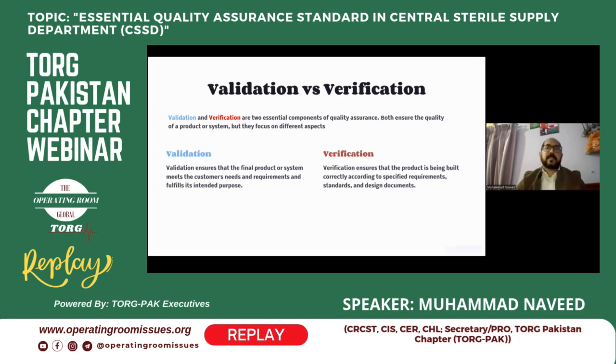Verification is showing when we are doing the process in the different zones of our CSSD, we have to follow some standards and indicators which verify whether our process is validated or not. So that is called verification.